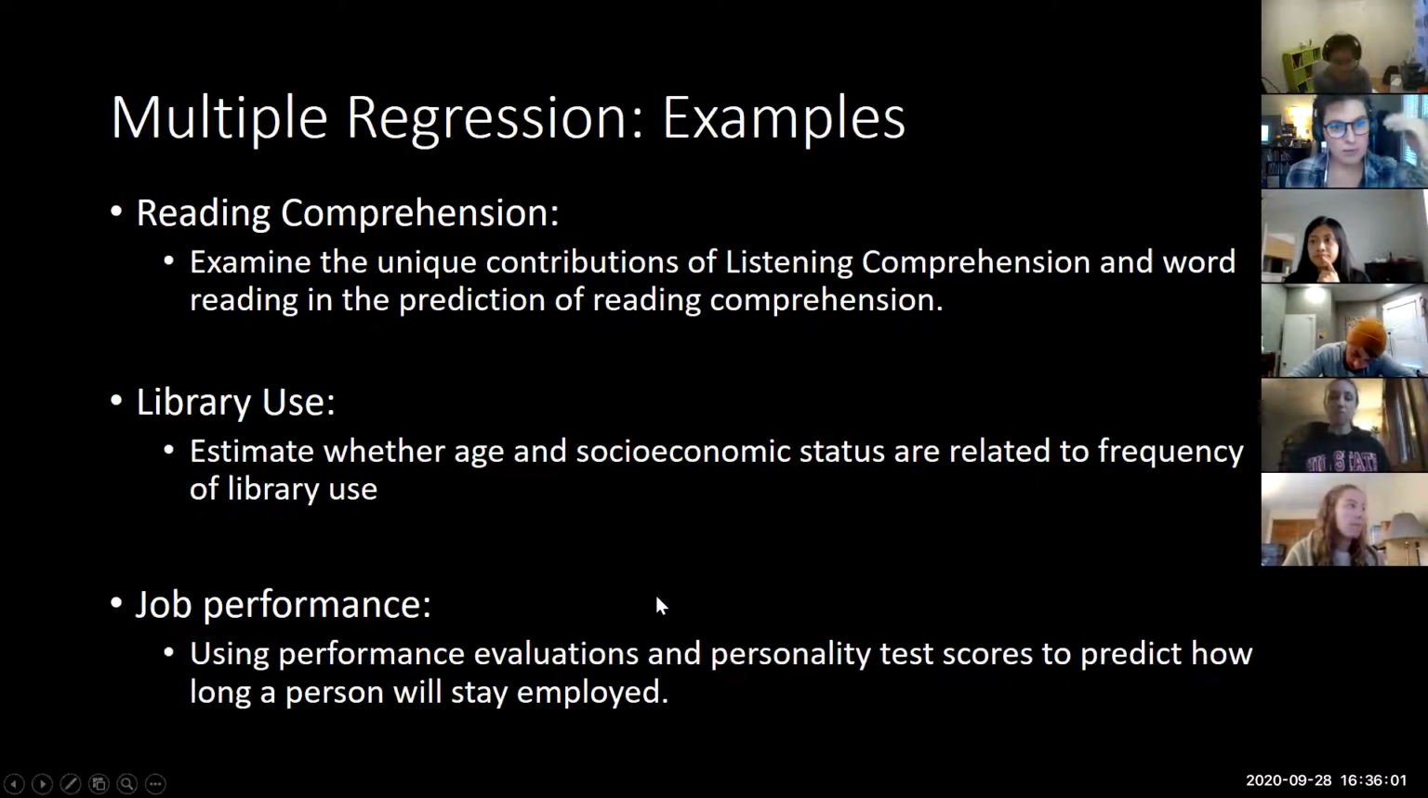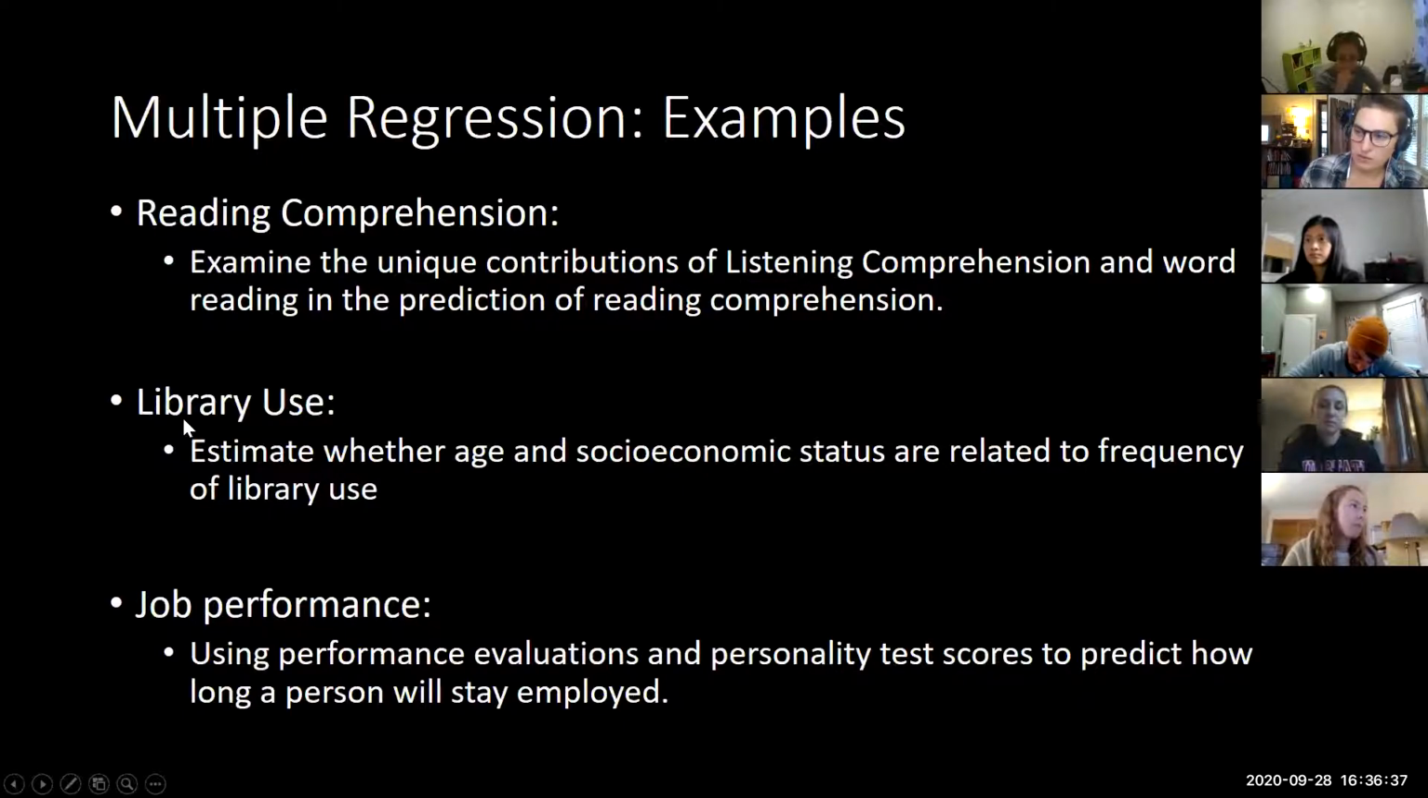So here's some examples I pulled together of what multiple regression research questions might look like. One of the things I study is reading comprehension. So one sort of research question you might get is, I want to examine the unique contributions of listening comprehension and word reading in the prediction of reading comprehension. Both listening comprehension and word reading are predictor variables, and reading comprehension is my outcome.